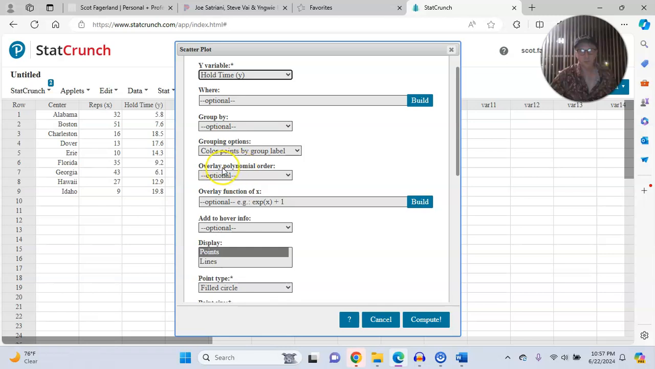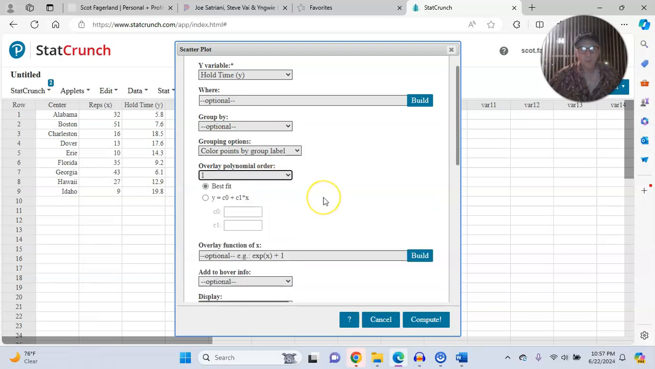Here it is. I missed it the first time. Overlay polynomial order. It's easy to miss. I just missed it. And then we have to select polynomial order 1. What does that mean, by the way?